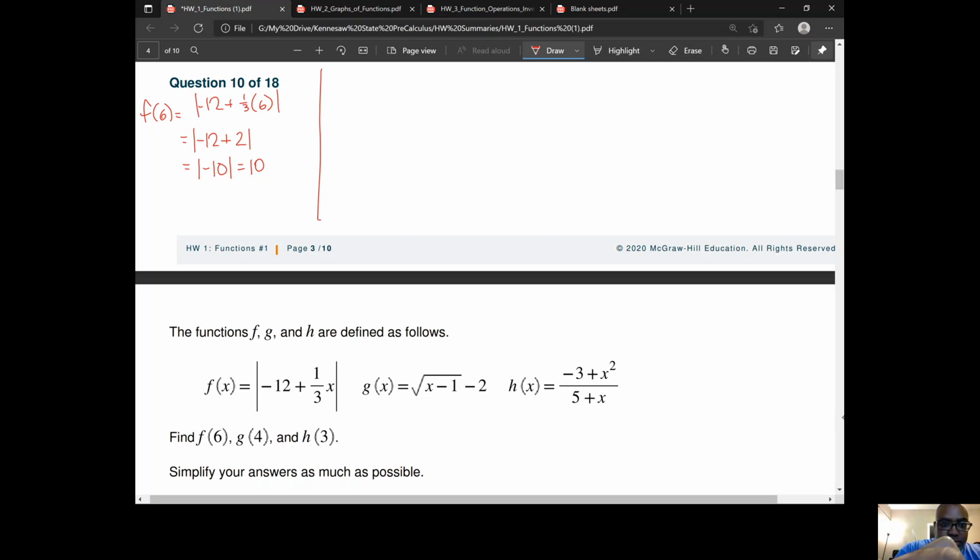G of 4. G of 4 is equal to the square root of 4 minus 1 minus 2. 4 minus 1 is 3. Square root of 3 minus 2. That is all we can do with that. We can't do anything else with that.